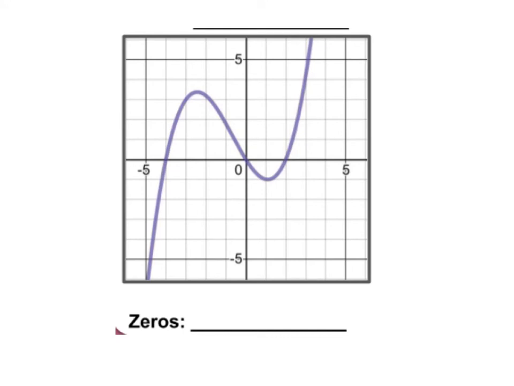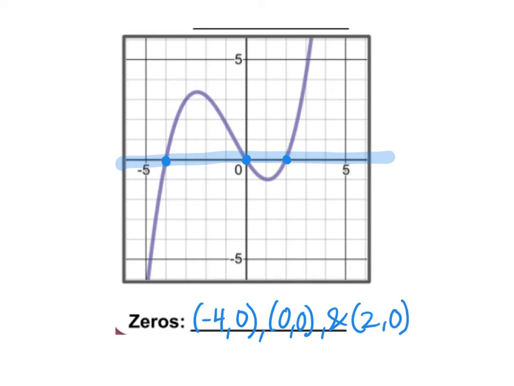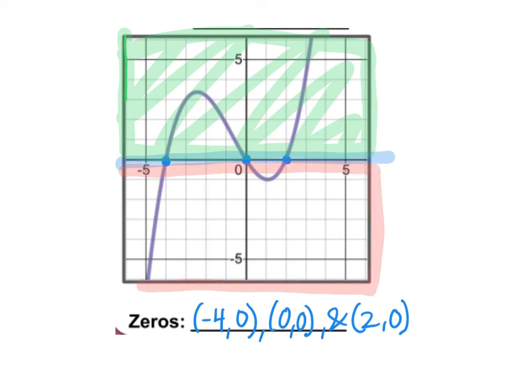All right, for my third graph, again, we're looking for our zeros, which are the points that touch or cross my x-axis. My first one is at 1, 2, 3, 4, -4, comma, 0. My second one is at 0, 0. And my third one is at 2, 0. So those are my zeros. Again, the positive portion of my graph is the part above the x-axis, so above my blue line. The negative portion of my graph is the part below.